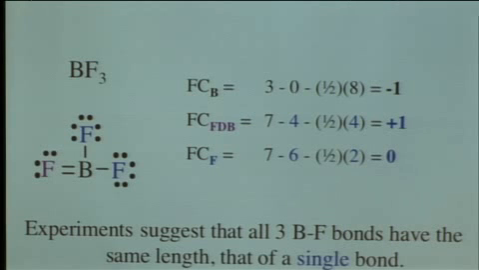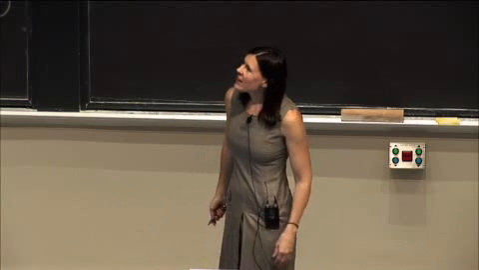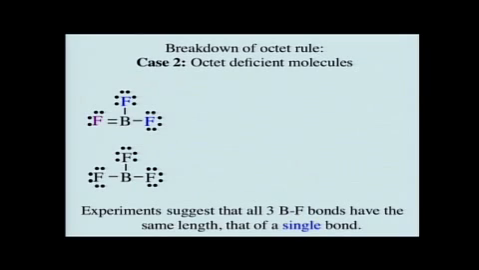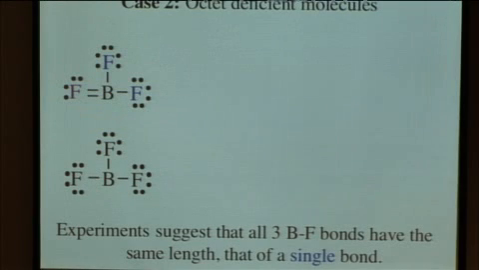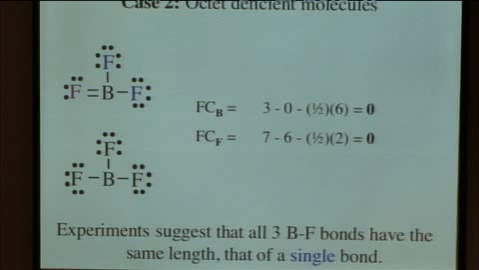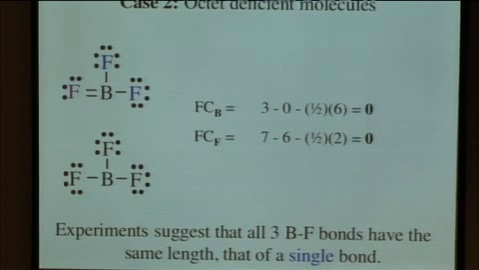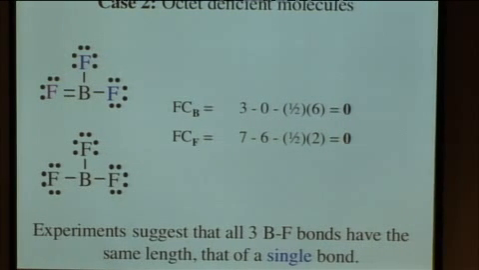We have some more information. Let's think about how this could happen. This could happen, for example, if we take 2 of the electrons that are in the BF double bond and put them right onto the fluorine here. So now we have all single bonds. Let's think about what the formal charge situation would be in this case. Now we would have a formal charge of 0 on the boron, and a formal charge of 0 on all of the fluorine atoms as well.